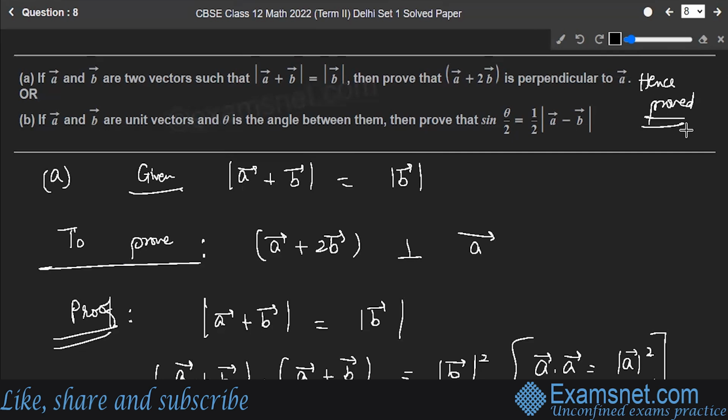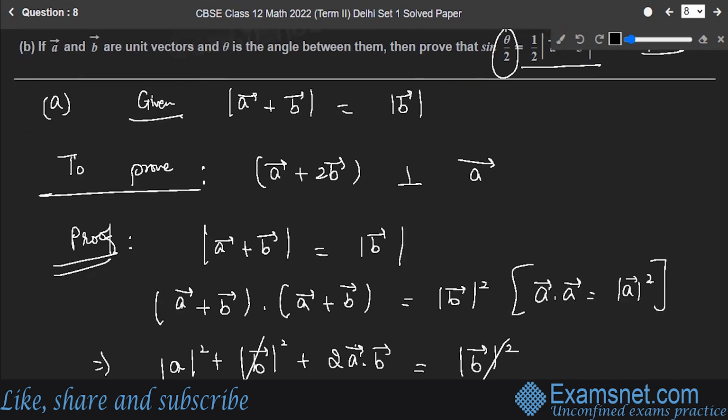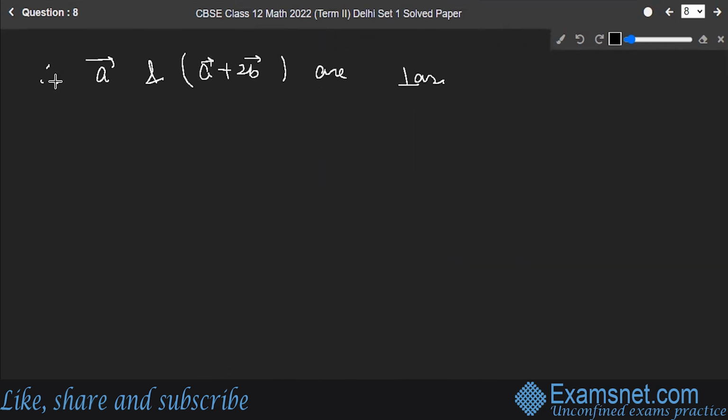Hope you understood that. Let's move to the B part of the same question now. So it is given that A and B are unit vectors and theta is the angle between them. You have to prove that sine theta by 2 is equal to half of the magnitude of A minus B vector. Okay, let's go on solving this problem.